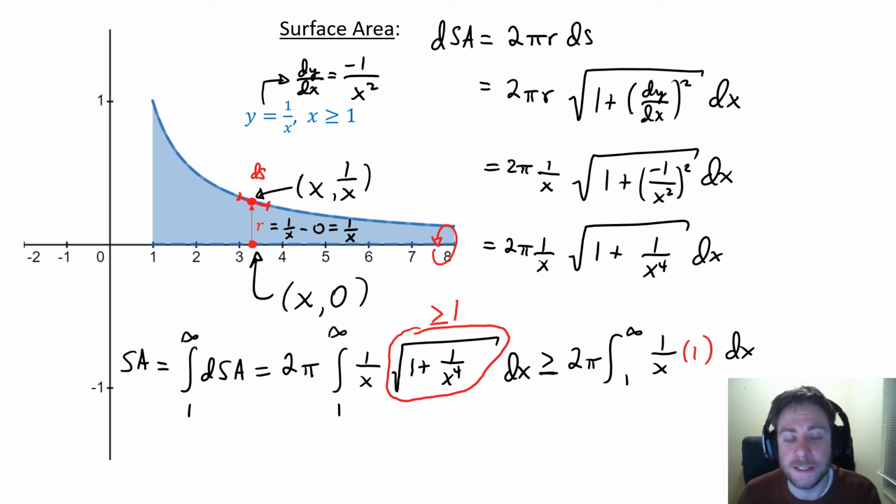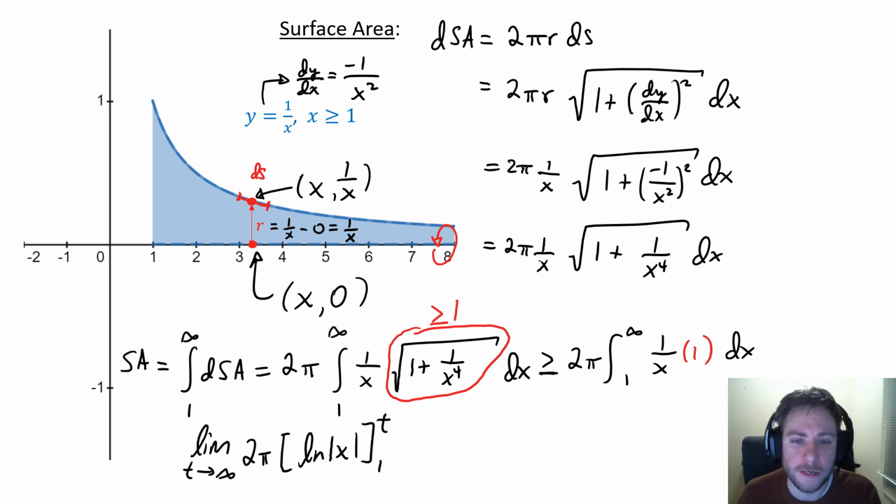Now this has a really easy antiderivative, which is just ln of x with an absolute value. And we can't go from 1 all the way up to infinity, but we can go from 1 up to t while letting t approach infinity as usual. And if we do this, the surface area we want will be larger than this result. Not necessarily equal, but we'll see that this is good enough for our purposes, so let's just run with this.